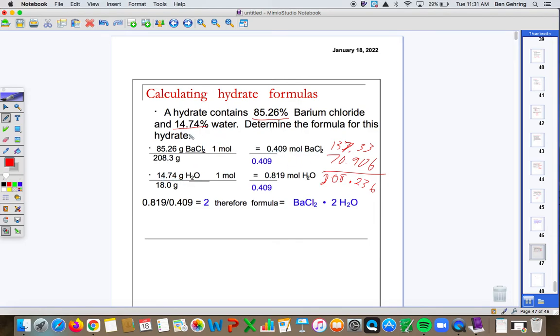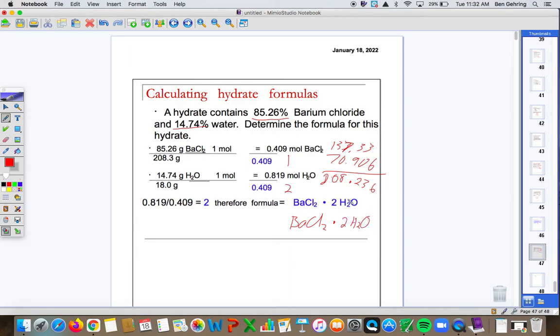Water-wise, 14.74% water, which means I'm going to divide that by my 18.02 or 18 grams of water. So I'm going to get 0.819. I divide those out, 0.819 divided by 0.409 is going to be 2. So I have 1 here and I have 2 here, which means I have 1 mole of barium chloride for every 2 moles of water. And so for this I get BaCl2, as written up above, and this little multiplication sign just means that they're attached, and 2H2O.